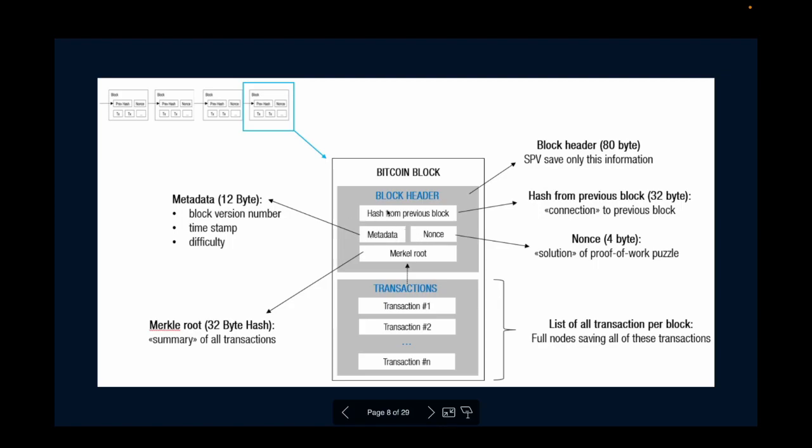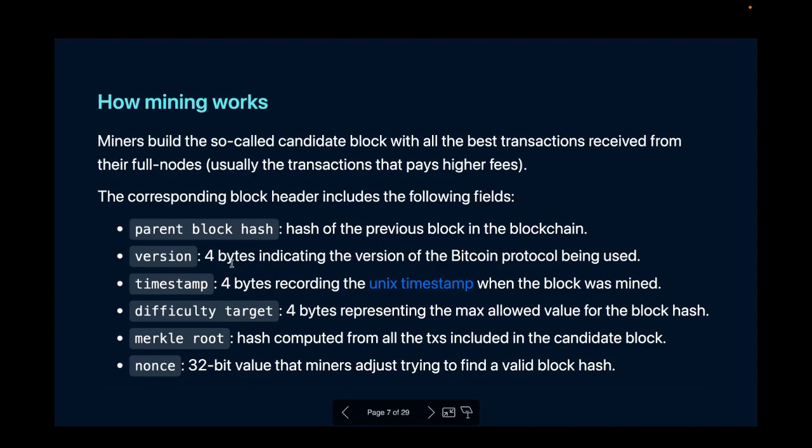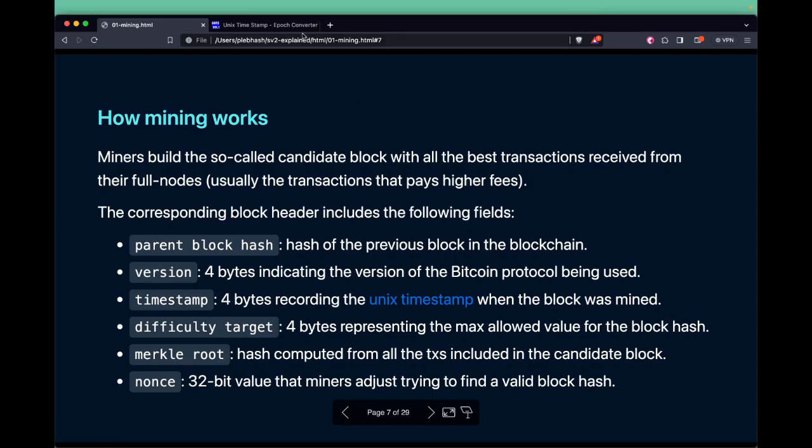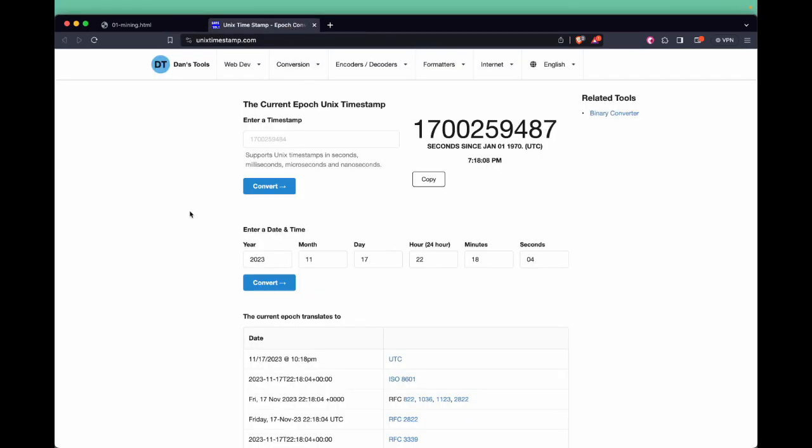Then we have three separate fields that together we call the block metadata. The first field is the version, which is just 4 bytes indicating the version of the Bitcoin protocol that was used when the miner created this block. Then we have the timestamp, which is 4 bytes recording the Unix timestamp when this block was mined. Unix timestamps are also kind of an industry standard.